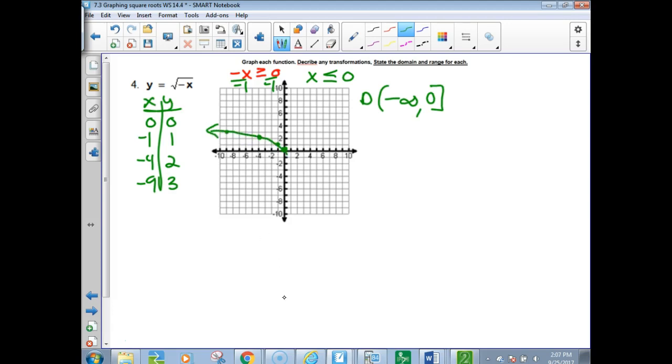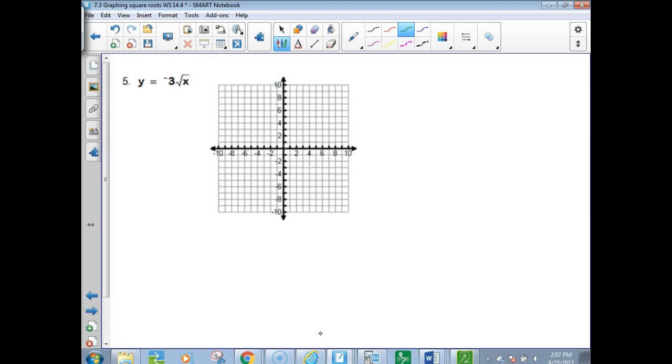Now, look what happened. This didn't reflect over the x-axis like when it was outside of the radical. It reflected over the y, yeah. Now, I'm not testing you on that yet. I'm just asking you to start thinking about it and see what you can remember as we go. It will become more and more important as the course goes by.